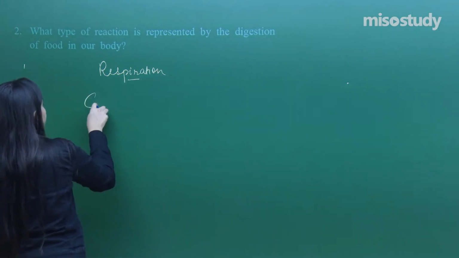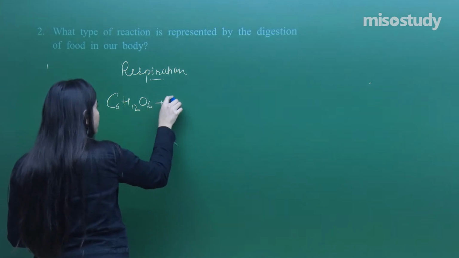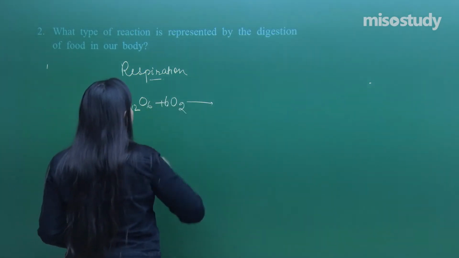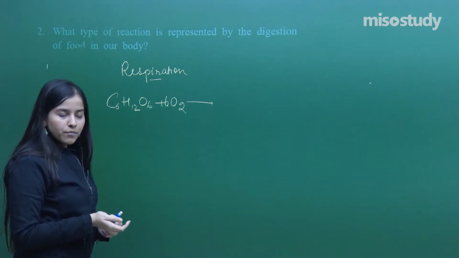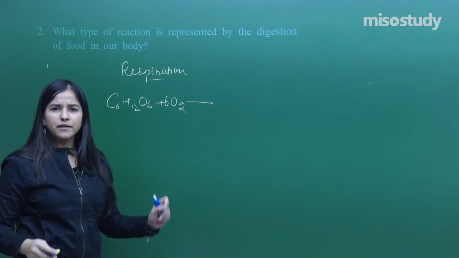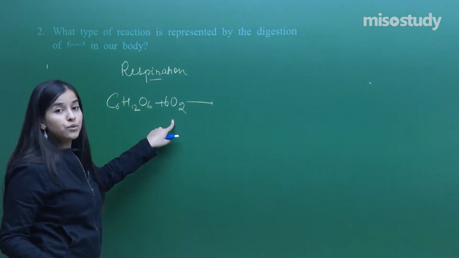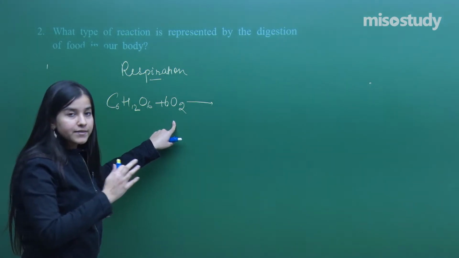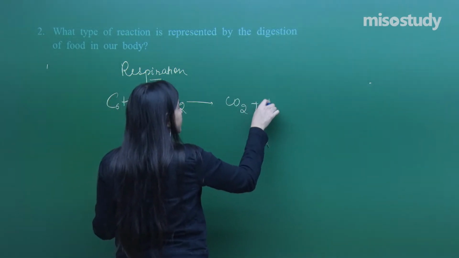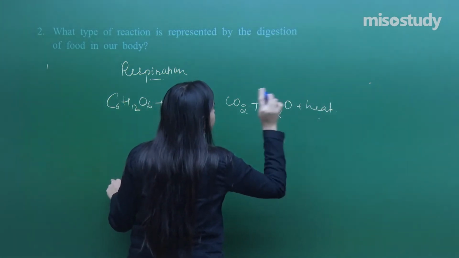What is the formula for glucose? C6H12O6 is the glucose, along with oxygen, 6O2. You can also balance this reaction, but just to save your time, try to remember it, because it is very time-consuming to balance it out. With 6 oxygens, what is released? CO2 plus H2O plus a little amount of heat.